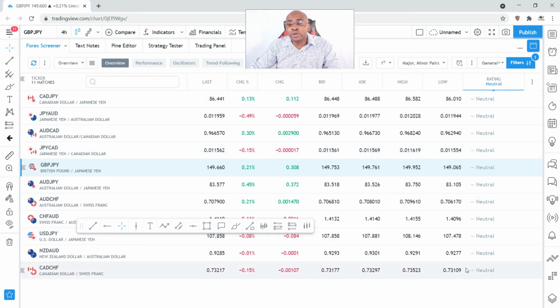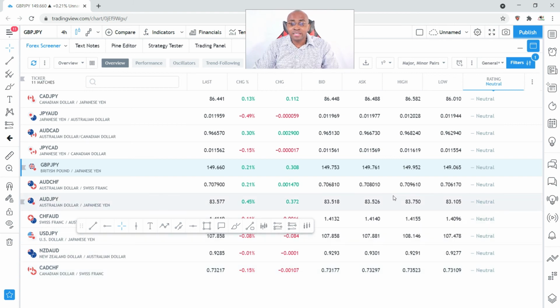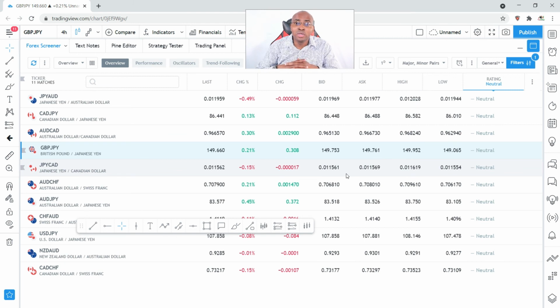So this is a very good tool to use, guys, right? So you guys can start adding this in your analysis, which is going to help you to make quicker decisions in which pair to look at during the week.